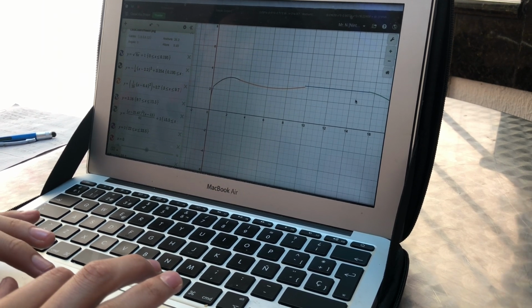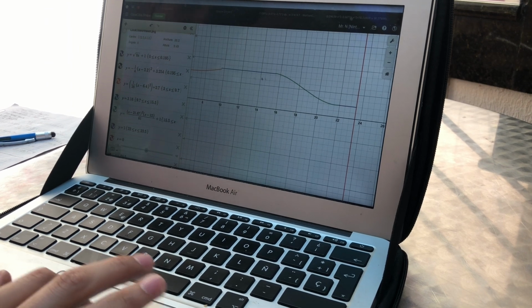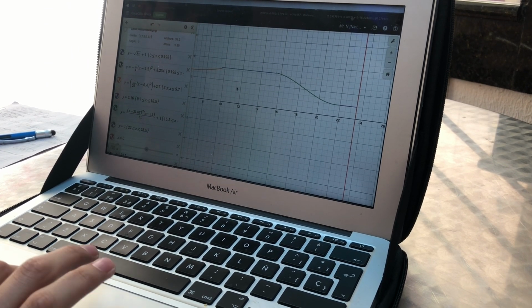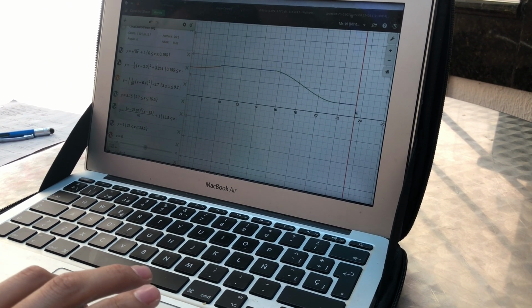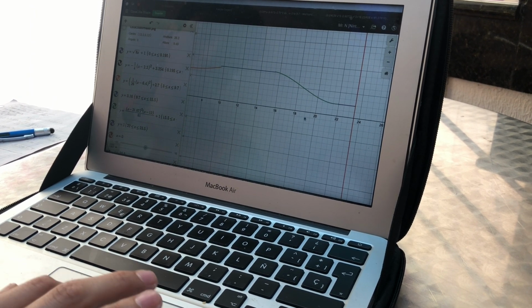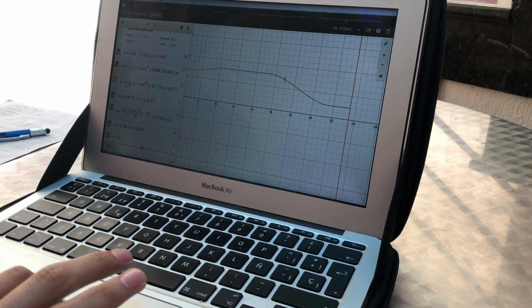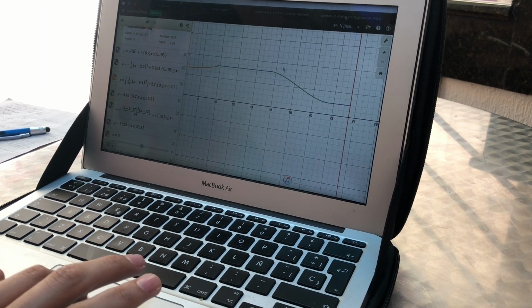Next, we use this flat line in our equation. Then we use another one here, to give a little bit of shape to the bottle. And this one is very difficult. This one is a polynomial function.